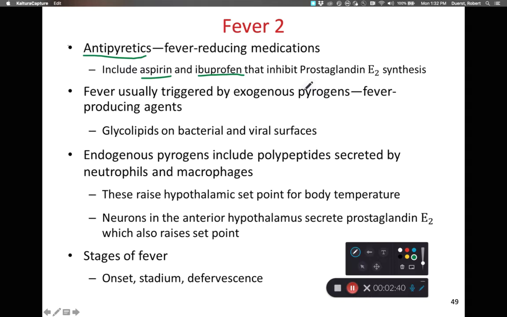I'm drawing a complete blank. Not acetylcholine. Oh, come to me in a moment. Anyways, Tylenol, which is not in this category of antipyretics.